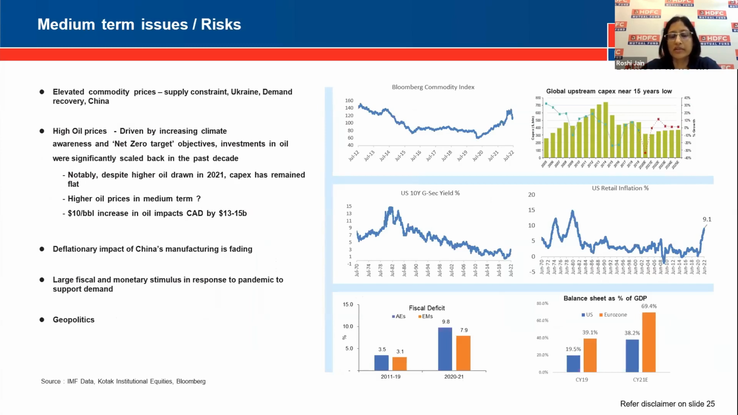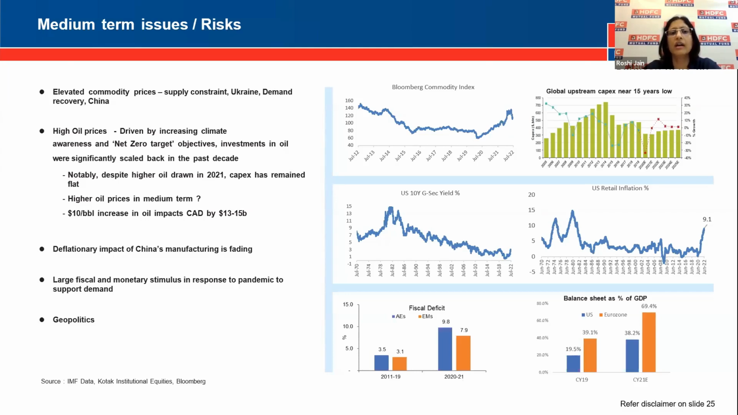Having talked about the positives, let's also spend a couple of minutes talking about what are the risks. Clearly, I think elevated commodity prices are a risk for the economy. India, of course, is a net importer of commodities, crude being the largest, and clearly the Russia-Ukraine crisis has had an impact on crude prices. So clearly, I think that is a risk that one should be cognizant of from an India perspective, because we are net importers.